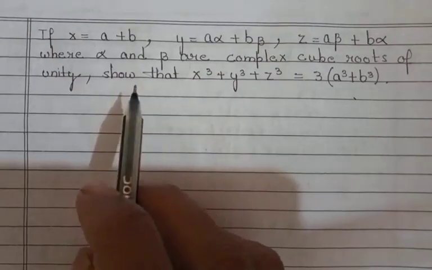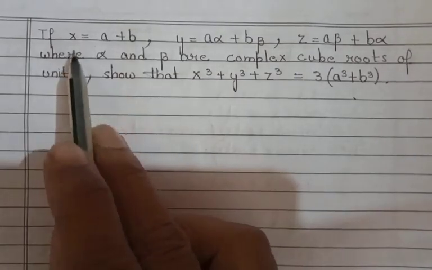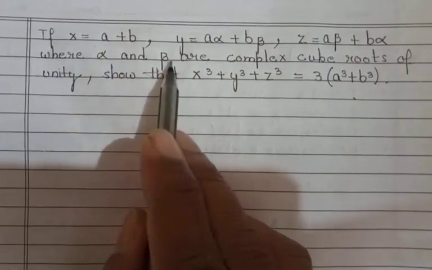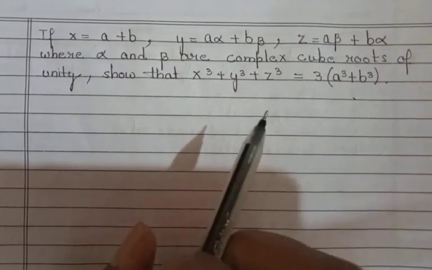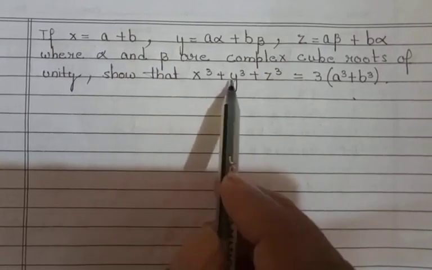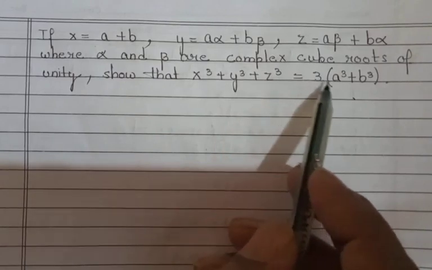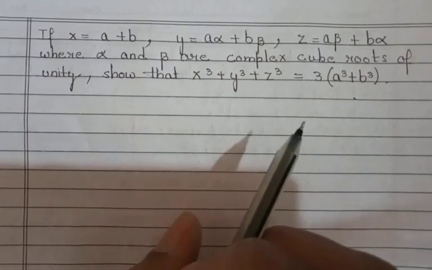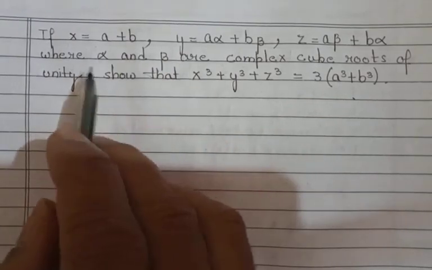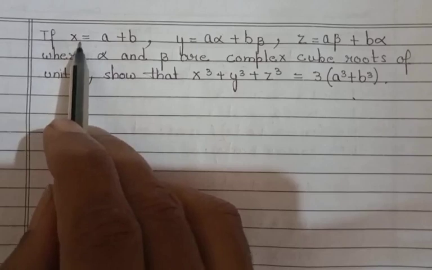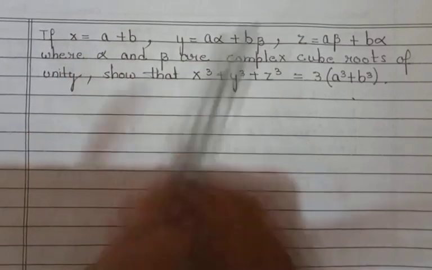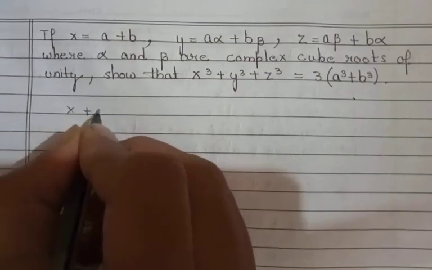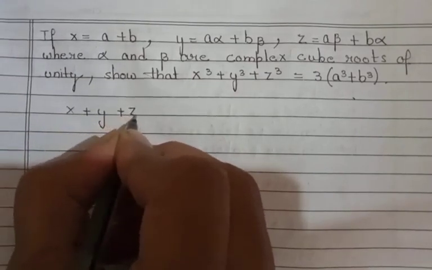Now in this question they have given you values for x, y and z, and they say that alpha and beta are the complex cube roots. Now we have to show that x cube plus y cube plus z cube is equal to thrice the sum of a cube plus b cube. First of all, we will try to find the sum of x, y and z. So let us find the sum of x, y and z.